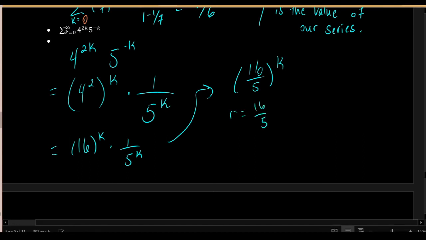The series is geometric with this common ratio, which is larger than 1 in absolute value. And because of that, we know that the series diverges.